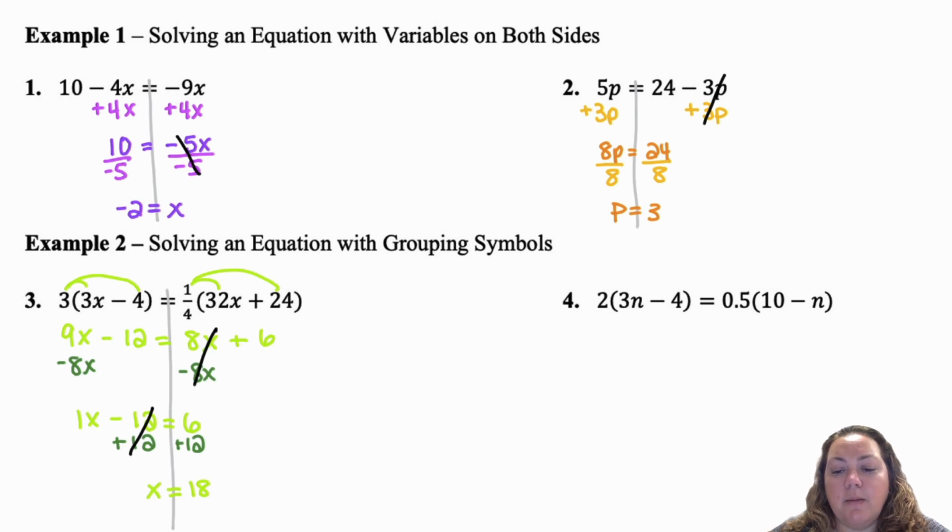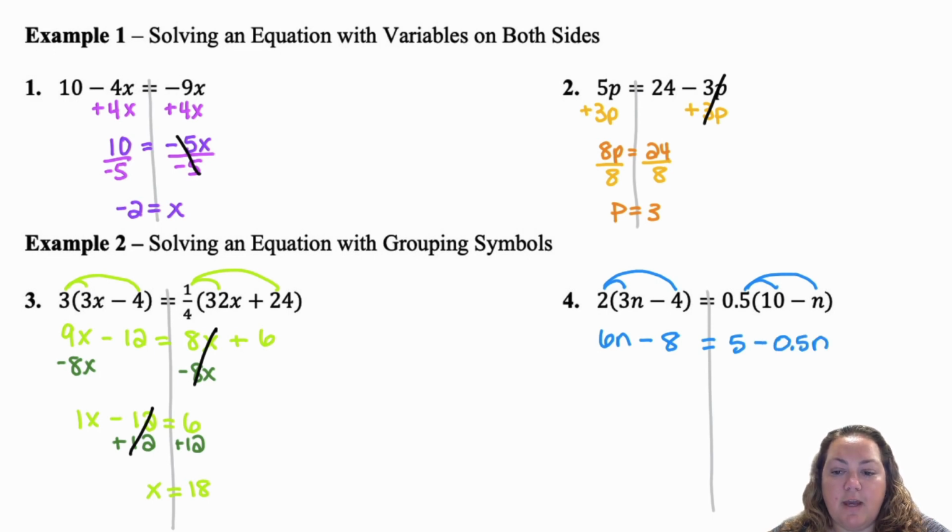And number 4. I'm going to distribute the 2 and distribute the 0.5. 2 times 3n is 6n. 2 times negative 4 is negative 8. 0.5 times 10 is 5. And 0.5 times n would be 0.5n. And we're bringing it down with the minus there.